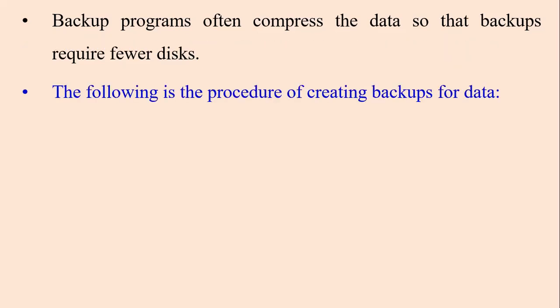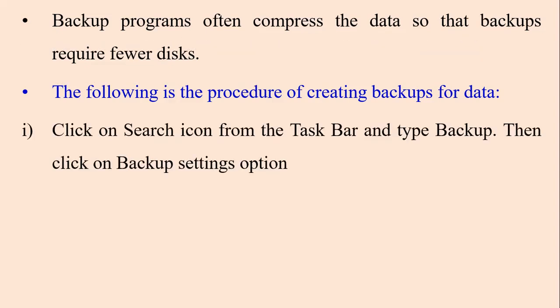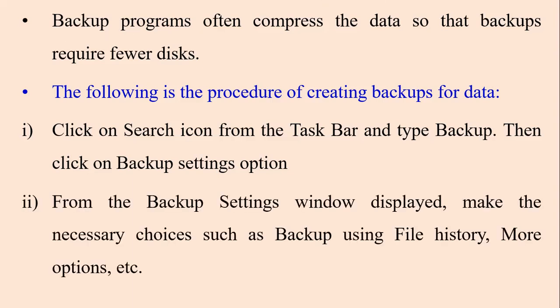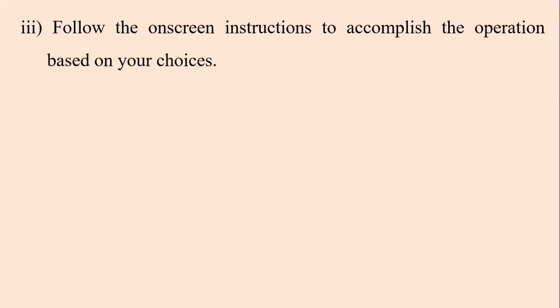The following is the procedure of creating backups for your data. Number 1, click on search icon from the taskbar and type backup. Then click on backup settings option. From the backup settings window that will be displayed, make the necessary choices such as backing up using file history, more options, amongst others. Then follow the on-screen instructions to accomplish the operation based on the choices that you have made.